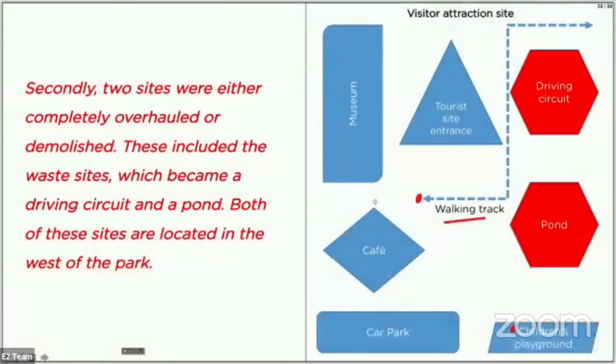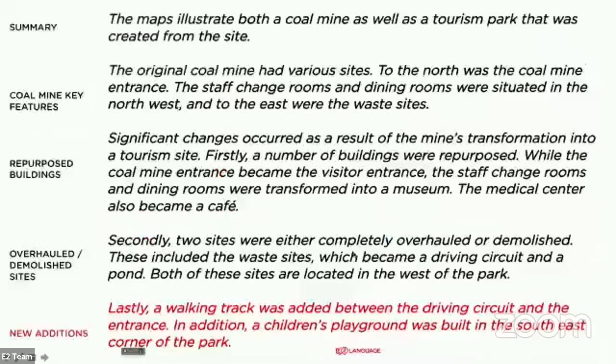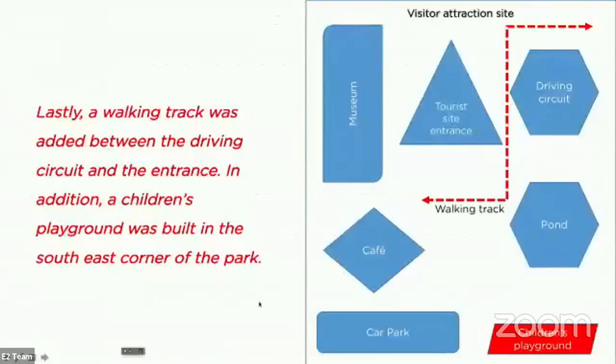And I thought, if I leave this out, the IELTS examiner is going to mark me down. So I wrote a very short final paragraph on this. And I wrote this. I wrote, lastly, a walking track was added between the driving circuit and the entrance. In addition, a children's playground was built in the southeast corner of the park.